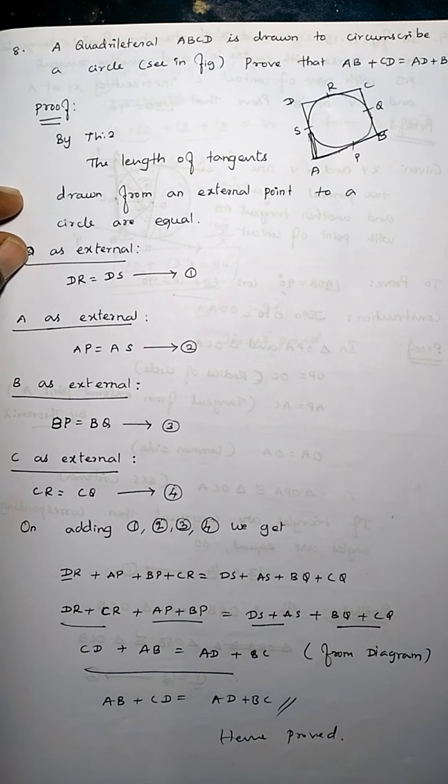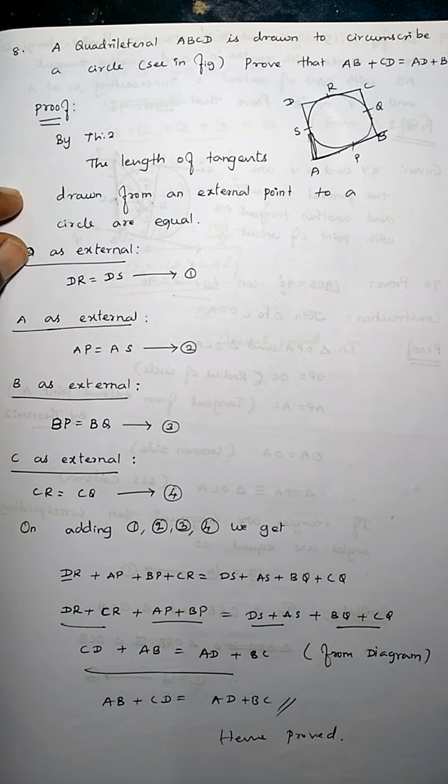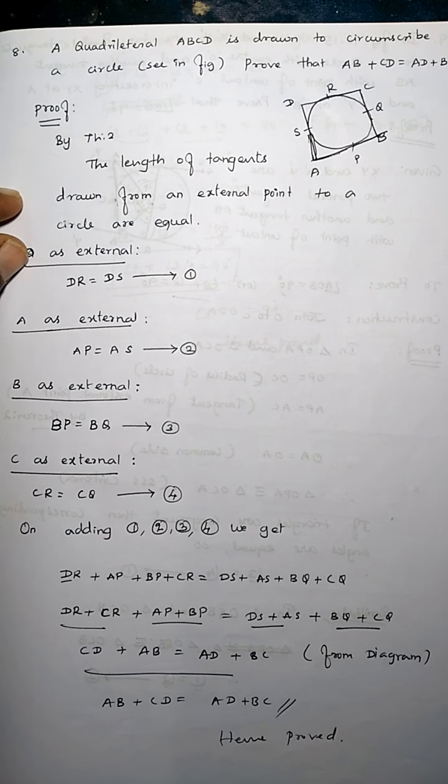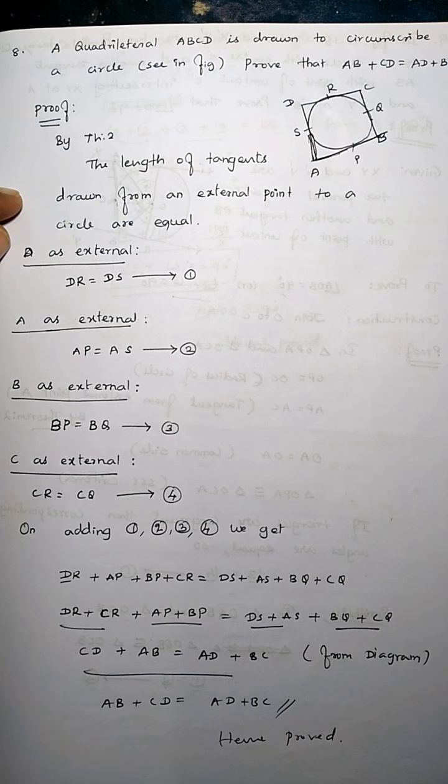So today we will see in circle chapter the main important theorem, question number 8. So in this chapter there are two basic theorems, theorem 1 and theorem 2. Theorem 1: the tangent at any point of a circle is perpendicular to the radius through the point of contact. That's one theorem. And the second theorem: the lengths of tangents drawn from an external point to a circle are equal. So wherever you use the two theorems, you have to write the theorem statement.